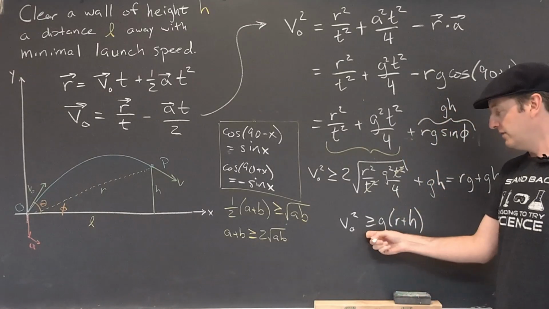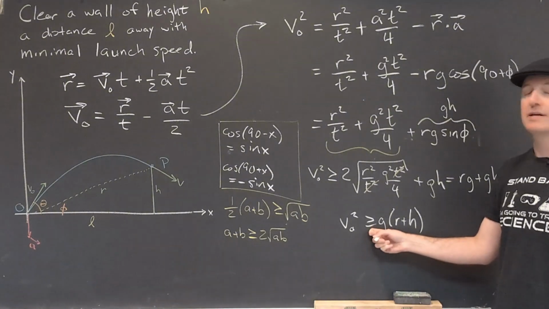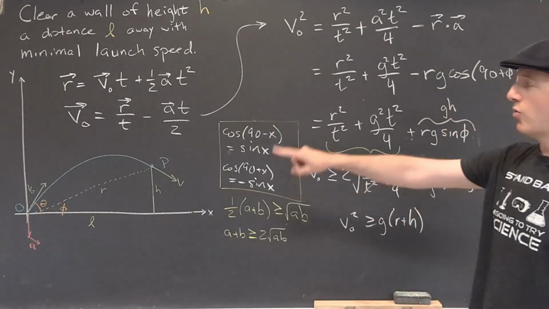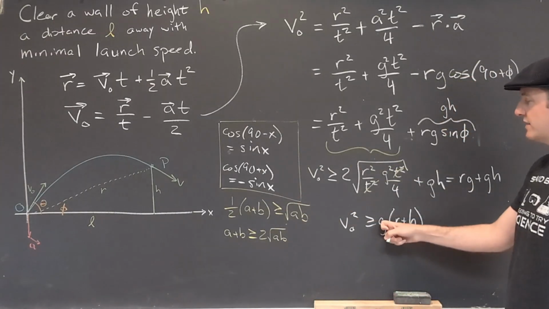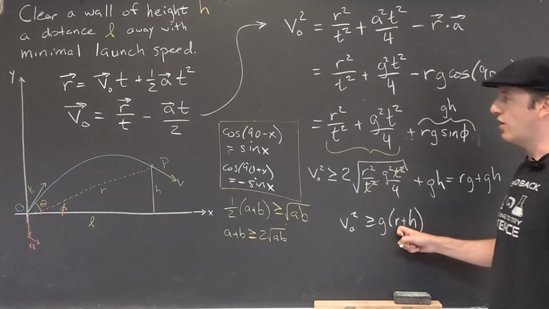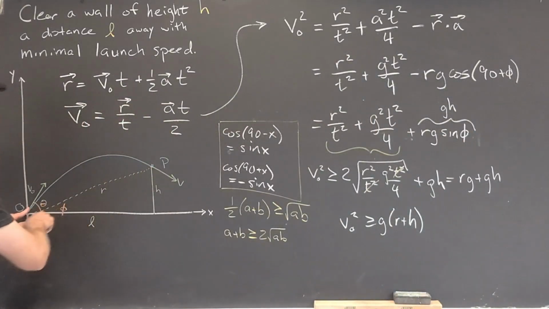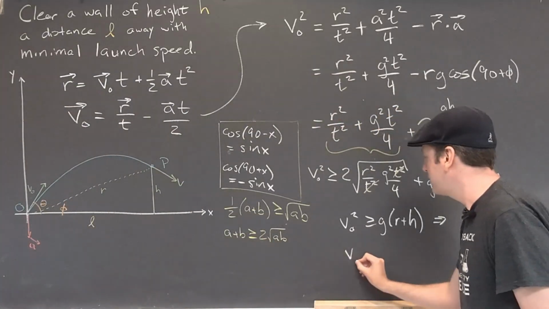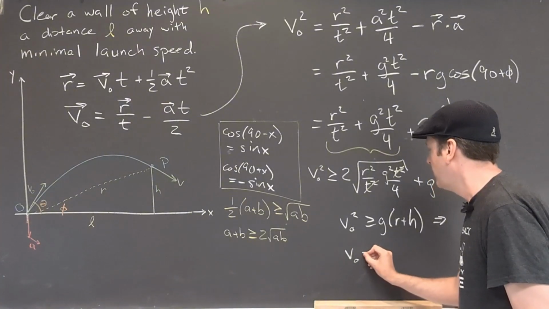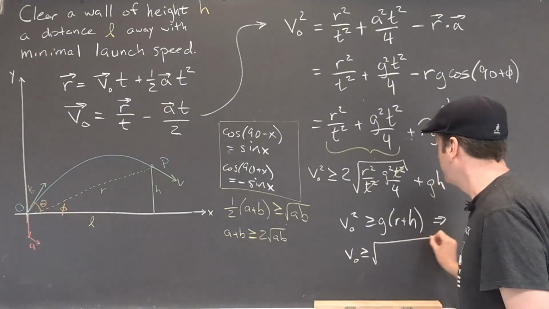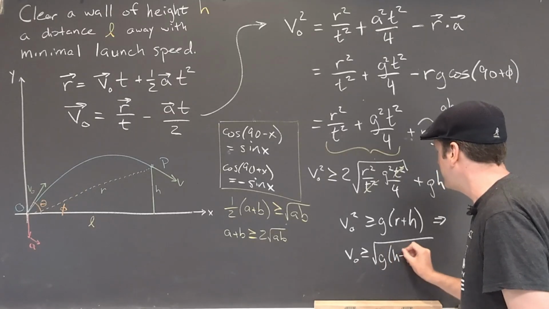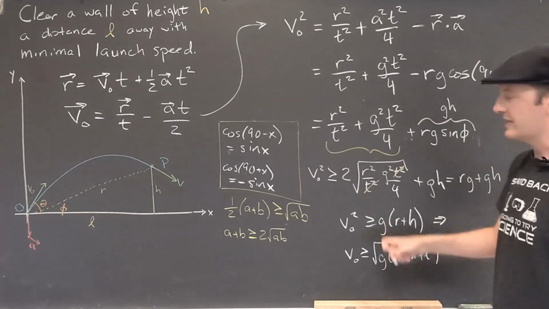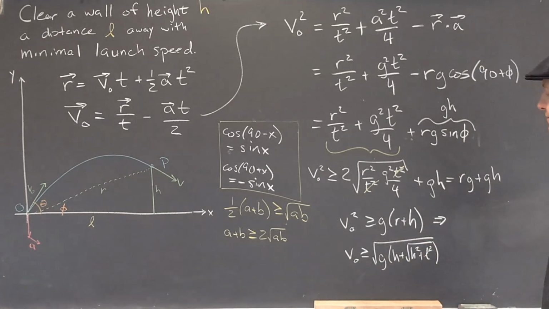When is it minimized? Well, the inequality is minimized when this saturates, when this becomes an equal sign. So the minimum possible launch speed in order to clear this boundary is g, the gravitational constant, times r, which notice is the hypotenuse of this triangle. So this implies that our minimum launch speed v naught is going to be the square root of g times h plus root h squared plus L squared. That's the r from the Pythagorean theorem.